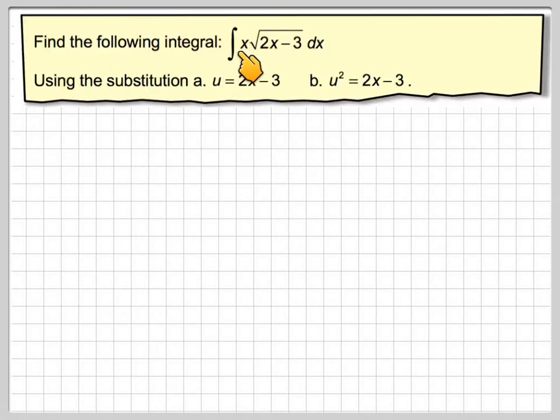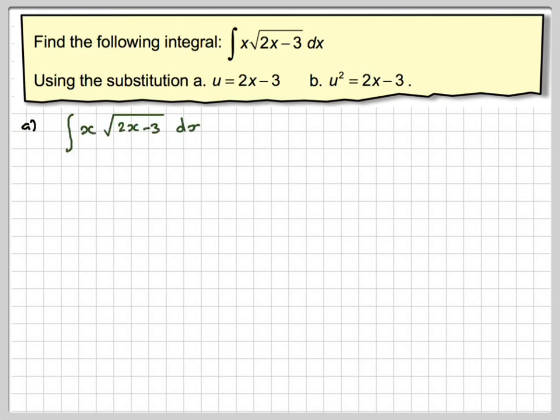Find the following integral, the integral of x times the square root of 2x minus 3 dx, using the substitution A, u is equal to 2x minus 3, and B, u squared is equal to 2x minus 3. So we're going to do this twice, and hopefully we'll end up with the same answer each time.